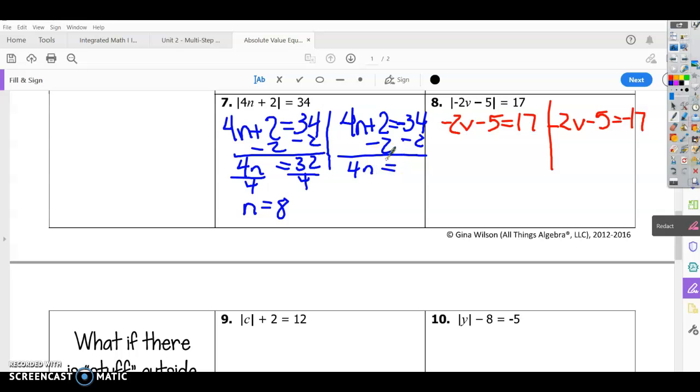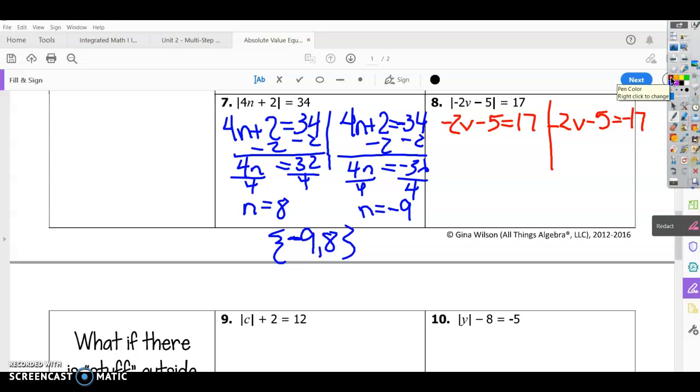All right, negative 34 minus 2 is negative 36. And 4n to negative 36 is going to go 9 times. And since that's negative, that will be negative 9. And my solution set will be negative 9 and positive 8. That's a negative 9.